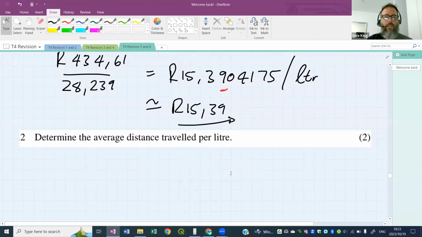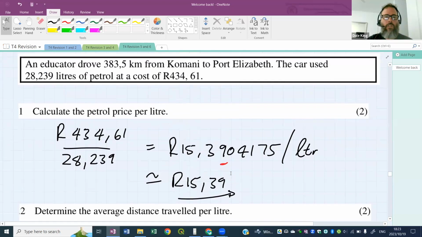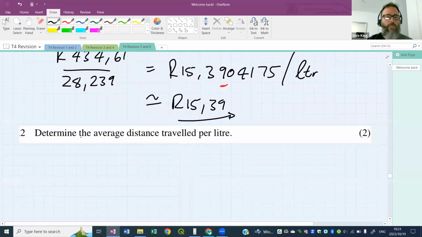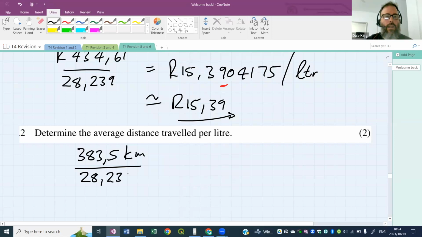So let's have a look. Determine the average distance traveled. So we've got 383.5 kilometers. And we want to know the distance traveled per liter. So we want a per liter kilometer. So how many liters can we get out of these kilometers? We're going to divide this by 28.239 again. All right, those are liters.